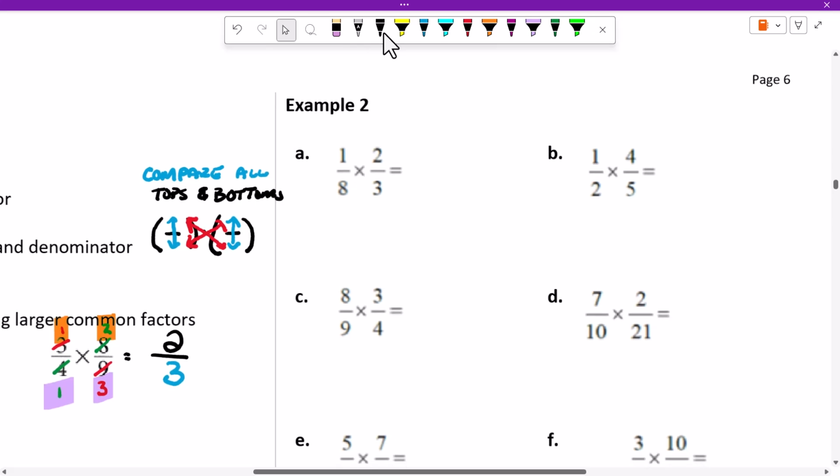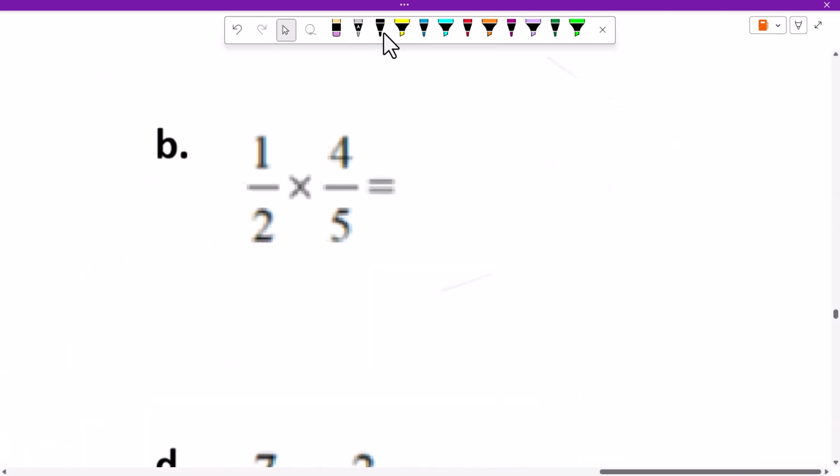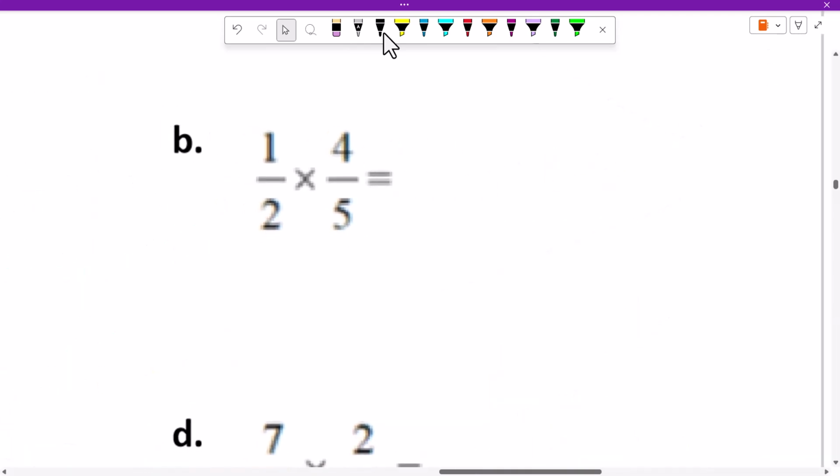Let's look at, oh, that one we already did. Let's look at B here. All right, compare tops and bottoms and go through a little method. The first fraction, can you make that any smaller? 1 and 2? No. Second fraction, can you make that any smaller? 4 and 5? No.